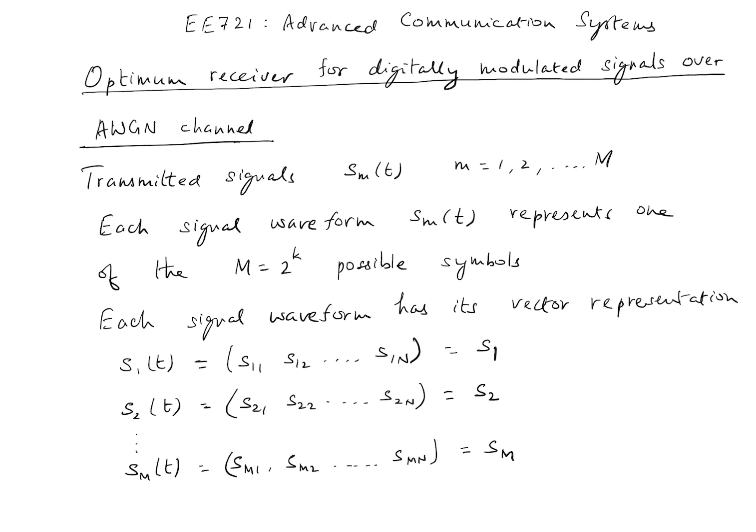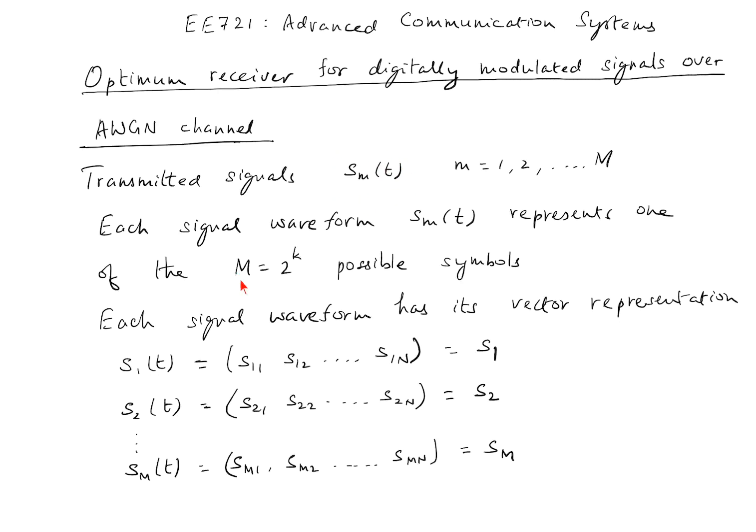So we are going to consider the transmitted signals in terms of their vector representations. Previously we denoted the time domain waveforms Sm of t, and we had M such waveforms to represent each of the M possible symbols. For example, if you had 2 bits per symbol, then we have 2 power 2, which is 4 possible symbols. So k here denotes the number of bits per symbol, and M denotes all the possible symbols, and each of these M symbols is represented by a waveform which we denote as Sm of t.